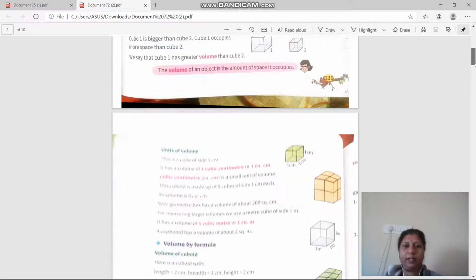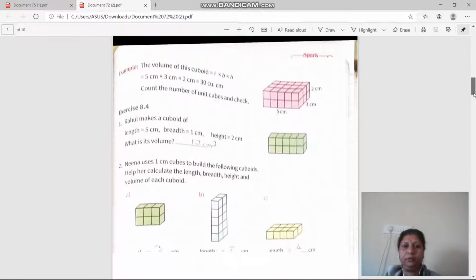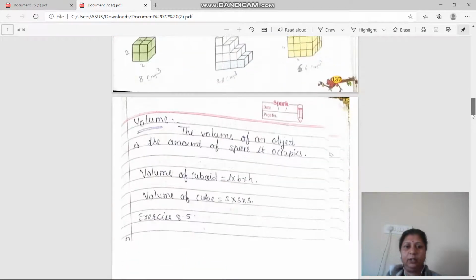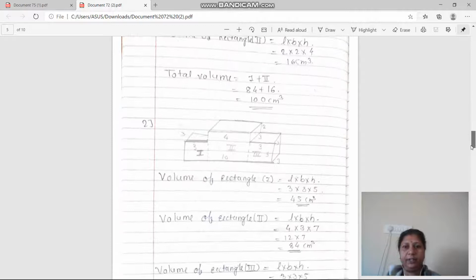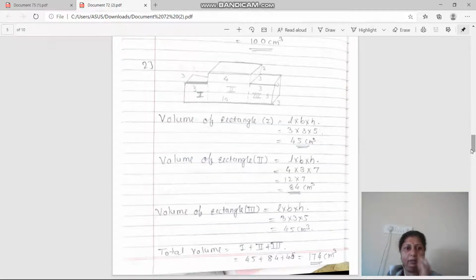I think we have started the volume topic. Okay, so I think we have completed the second example also, right? Or the first example. So first of all, we will recall the formulas.